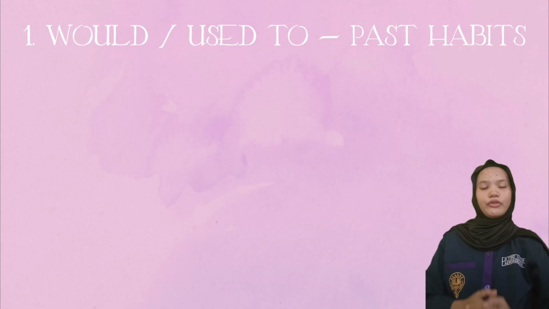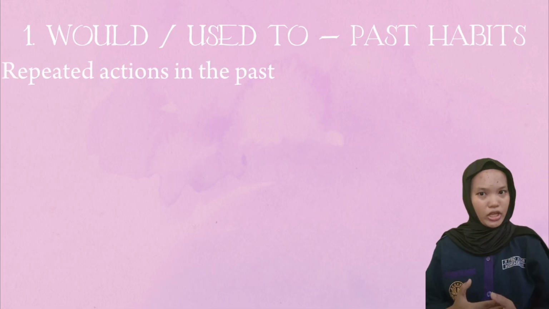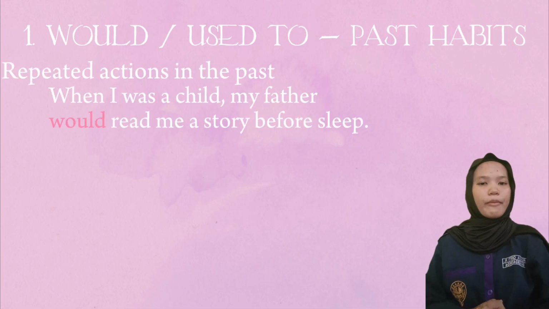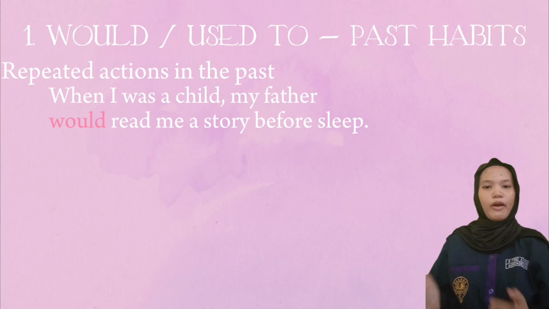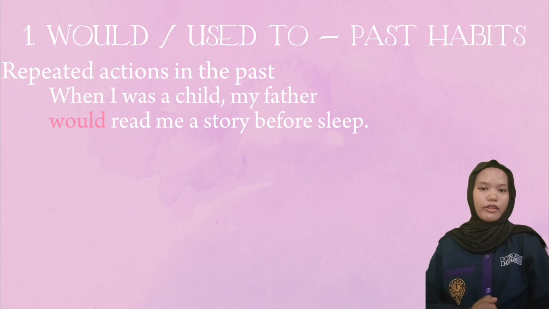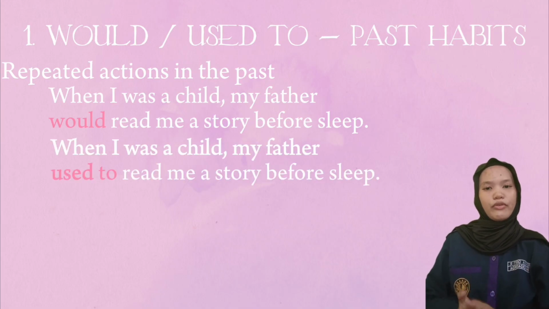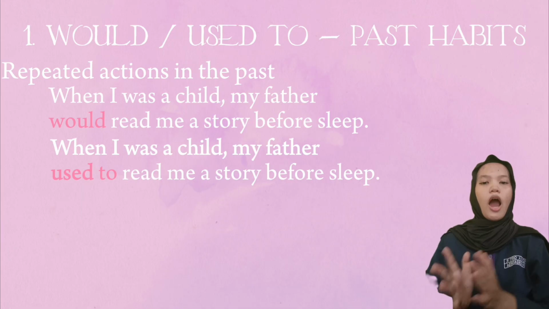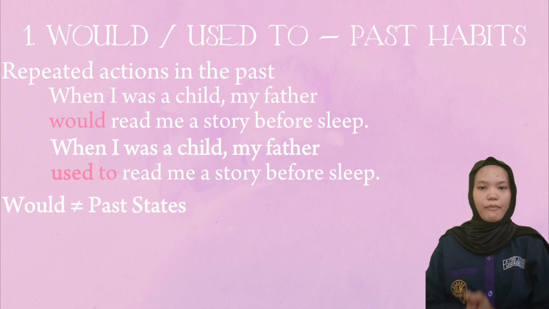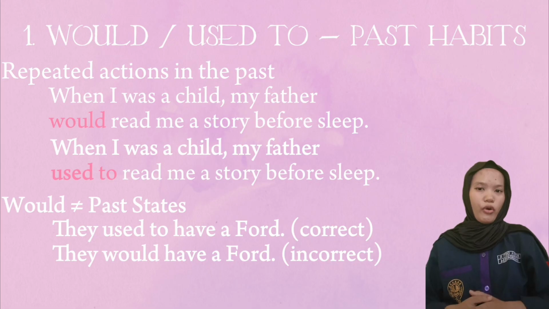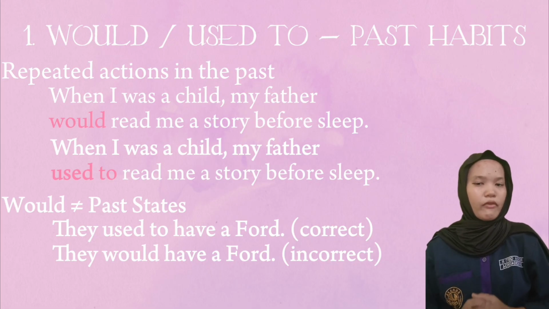We use would to describe repeated actions in the past. For example, when I was a child, my father would read me a story before sleep. We can also say used to with the same meaning. However, would cannot describe past states. For example, they used to have a fort, not they would have a fort.